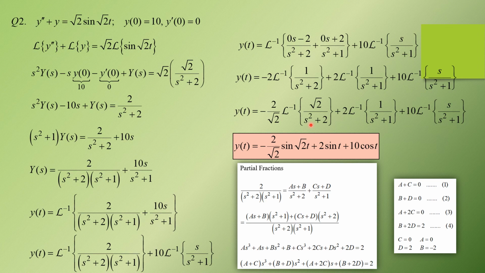And now we are going to write down the final answer: negative 2 over root 2, and the inverse of this function is given by sine of square root of 2 t, based on formula number 5, plus 2 times this one, where we can also apply formula number 5 with k equal to 1, so 2 sine t. And for the last part we can apply formula number 6 where k is equal to 1, so 10 cos t. So this is the solution for the given initial value problem.